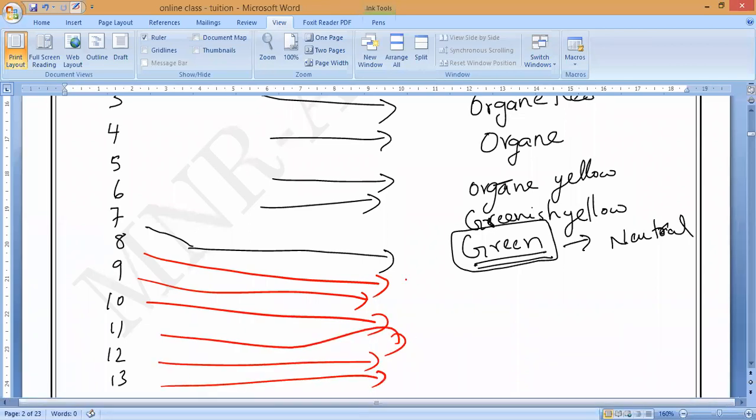So, what is the pH value of 8? pH value of 8 is called greenish blue. What is that? Greenish blue. Understand? Next one.